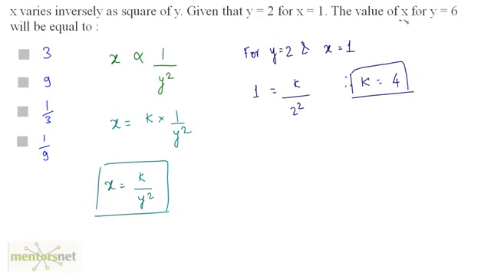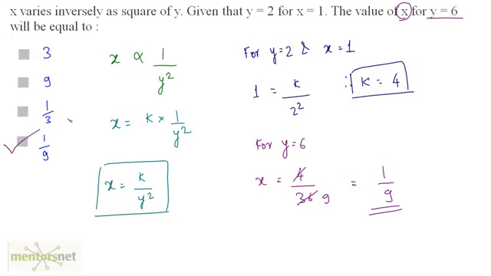Now we need the value of x when the value of y is 6. So for y equal to 6, we have x equal to k, which is 4, by y square. So y is 6, so 6 square, and 6 square is 36. So 4 times 9 is 36. So x is 1 by 9. So we have our answer as option D and not as option A.